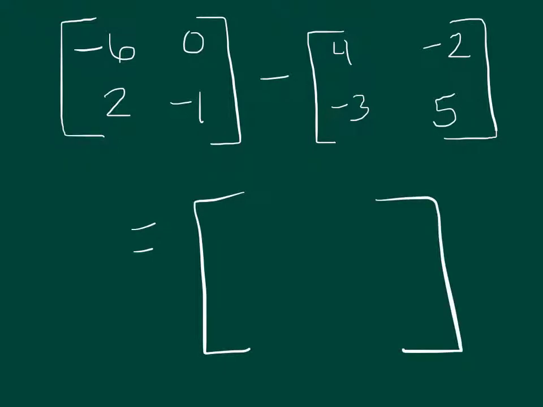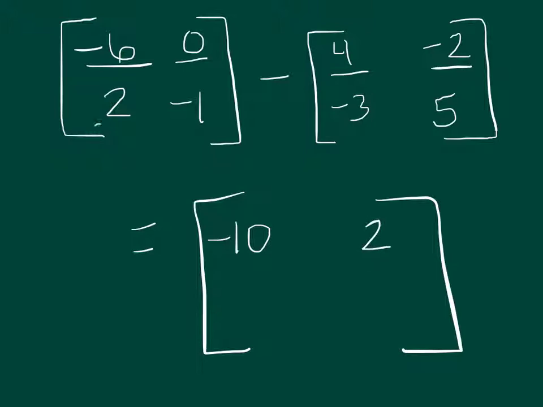down here, we have our -6 minus the 4. -6 minus 4 is -10. And then you have your 0 minus -2. Now here you got to remember, minus a negative means positive. So this is really 0 plus 2, which is 2.